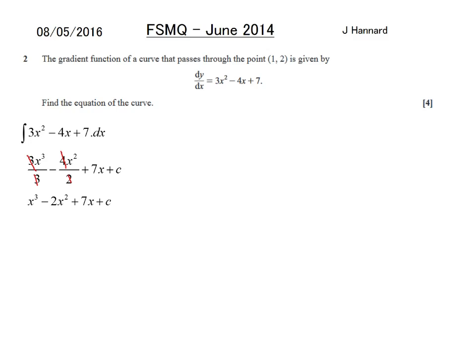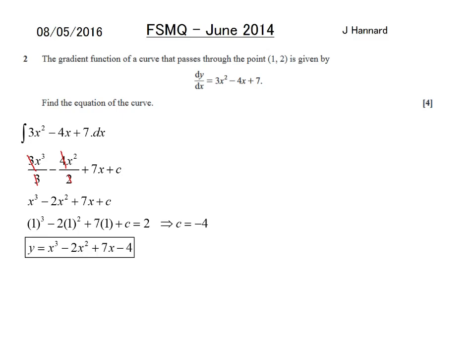And we've been given a coordinate as well to finish off the equation. So we know that when x equals 1, y equals 2, therefore we'll replace the numbers like that. So therefore c is minus 4. Put that back in for the examiner and call your curve y equals x cubed minus 2x squared plus 7x minus 4. You've got yourself another 4 marks in the bag.